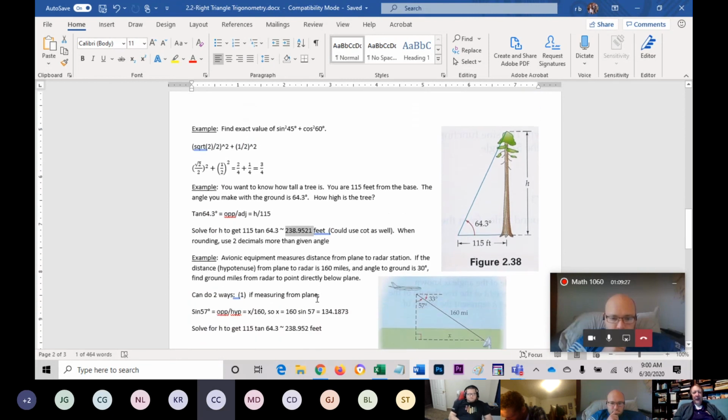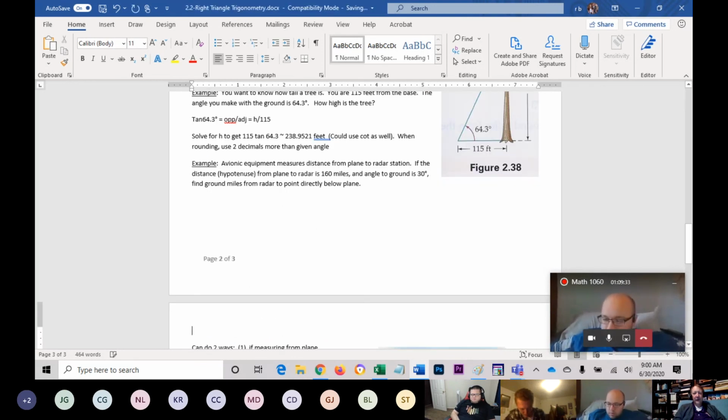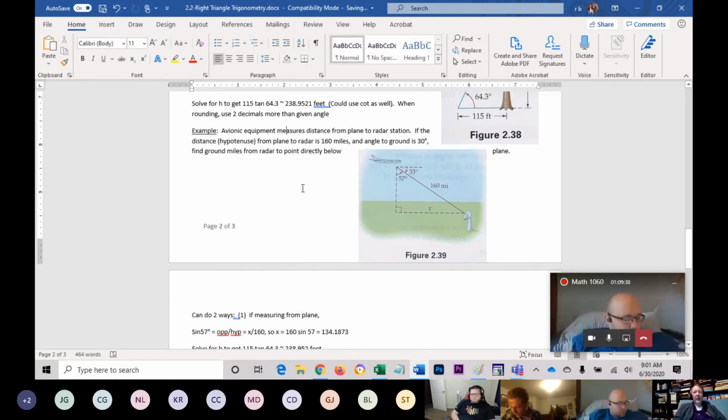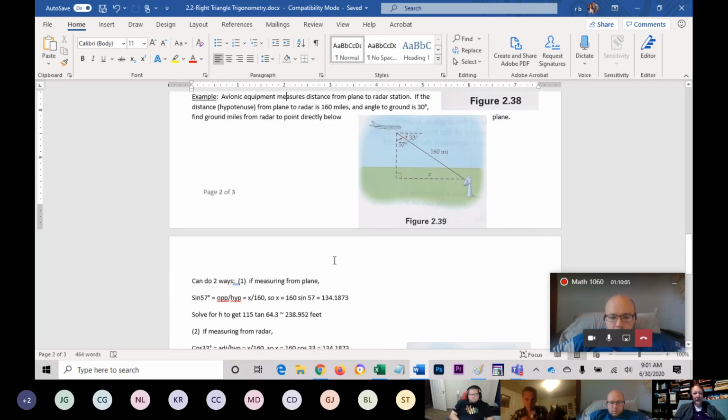All right, so I'd like to do another one here. I don't want to give away the answer just yet, except I need the picture here. Avionic equipment measures the distance from a plane to a radar station. So I've got my radar station here, I've got my plane here. If the distance, or the hypotenuse, from the plane to the radar station is 160 miles, and the angle to the ground is 30 degrees, find the ground miles from the radar to the point below. That's funny, it says 30.